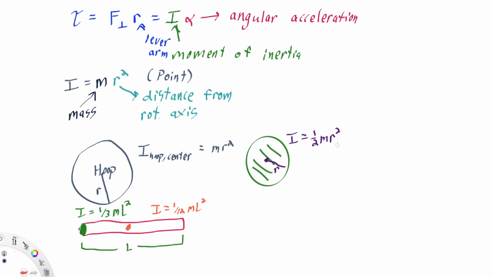So for simple objects, at least, the moment of inertia will always be like some constant times the mass times some distance squared. And you don't have to memorize these. You do have to be aware that there are different expressions that exist and be able to look them up should you need them.